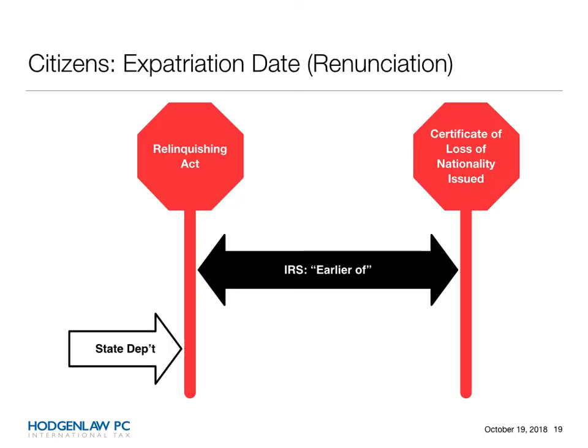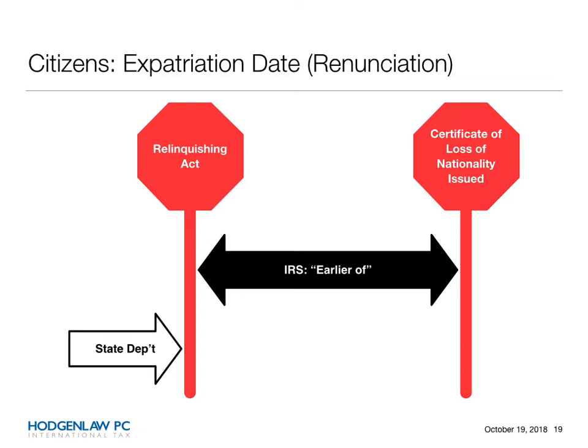So here's how it works. The State Department, under its laws, says your citizenship terminates on the date of the relinquishing act. And in this case, the relinquishing act is renunciation. I choose not to be a U.S. citizen anymore. The Internal Revenue Code, on the other hand, says that the expatriation date is the earlier of the renunciation date, or the date that the State Department issues the certificate of loss of nationality.